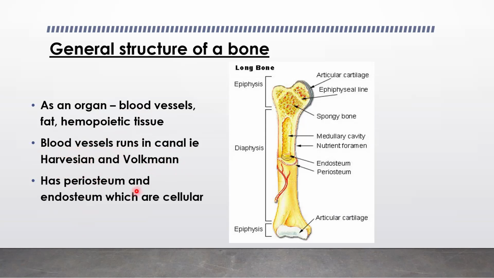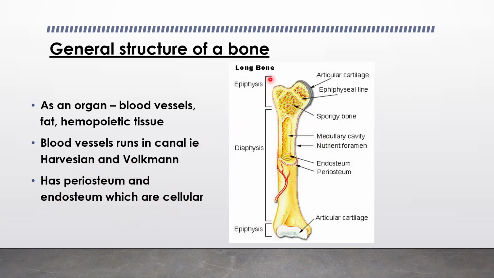Then it will have periosteum and endosteum, which are cellular. The periosteum and endosteum are the outer and inner lining respectively. On the outer lining we have periosteum, and on the inner lining we have endosteum. Both are cellular. That means if you have an injury there, you'll feel pain because they are innervated, especially the periosteum. An injury to the periosteum, such as a fracture of the bone, will be very painful because of the innervation of the periosteum.